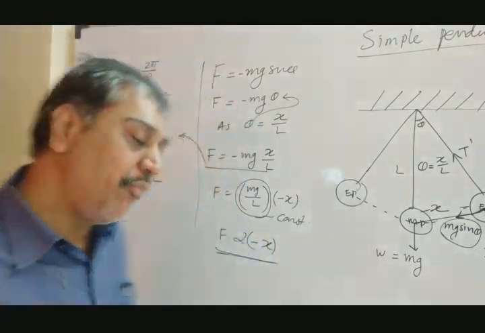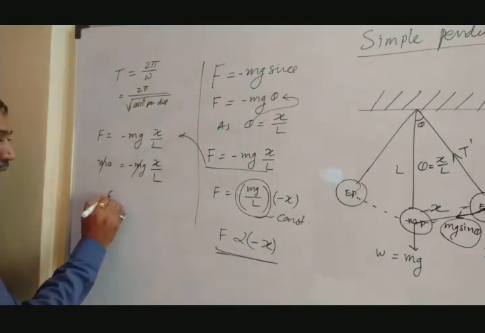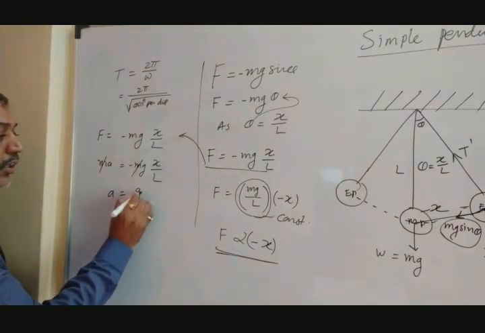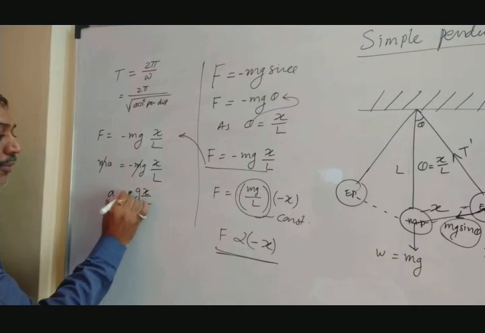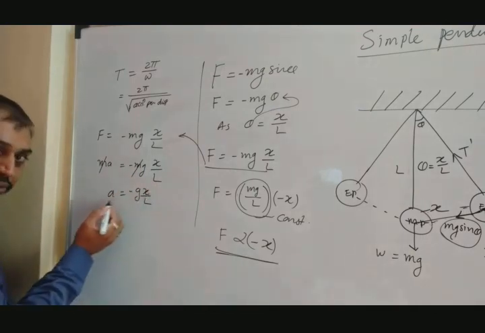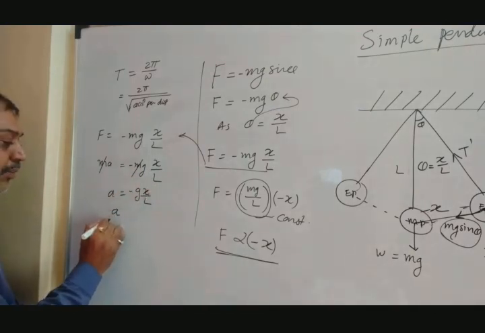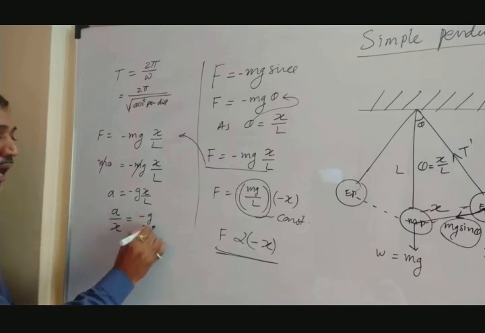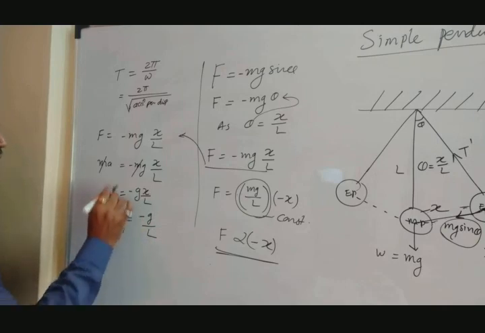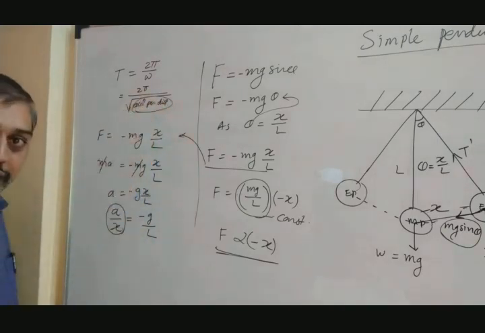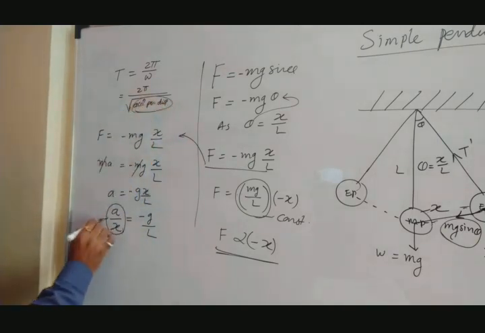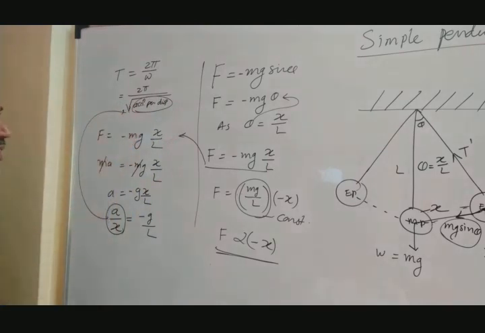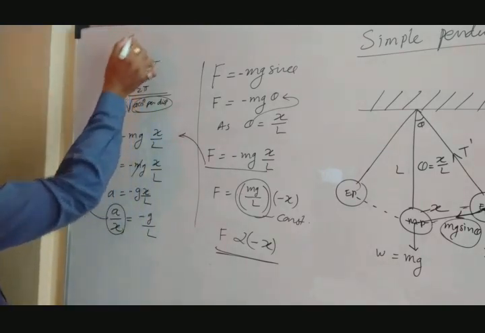After that, what do we get? a equals minus g x divided by L. Take this x to this side, and you get acceleration per unit displacement. a by x is equal to minus g by L, and a by x is nothing but this acceleration per unit displacement. So put this value of a by x here. You can write this time as, I will write it above now.